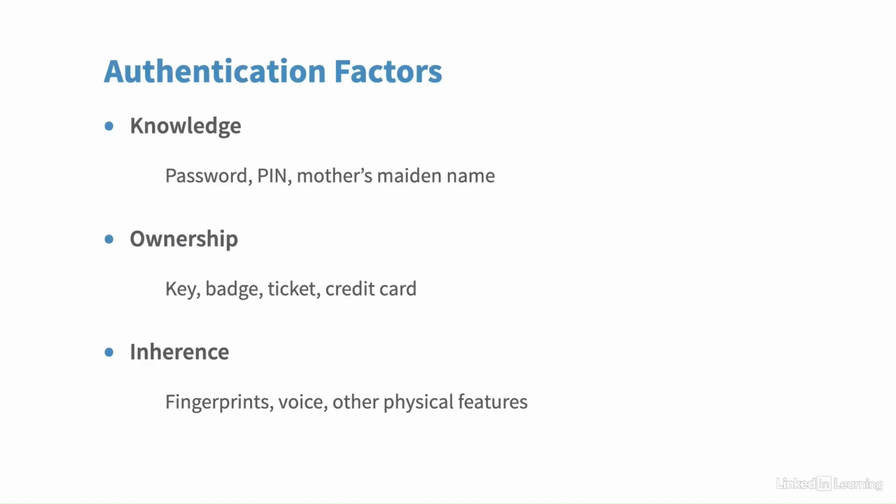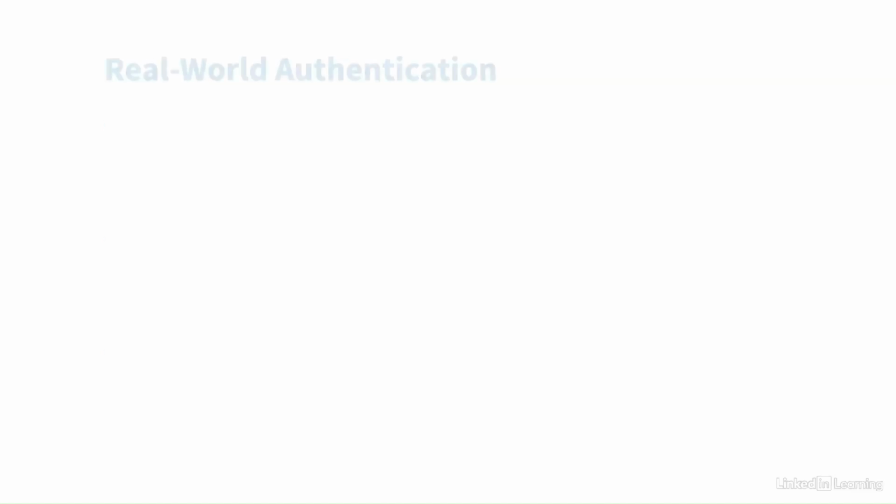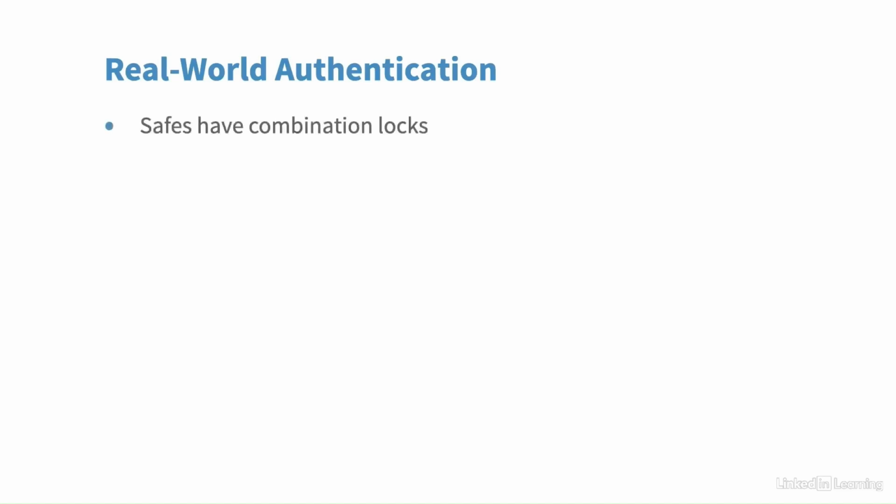These factors are not new or unique to the internet. Let's look at some more examples of real-world authentication. As we go through them, I want you to think about which of the authentication factors would apply to each one. You might have a safe that stores jewelry and valuables that has a combination lock. Police might use fingerprints and DNA as evidence.